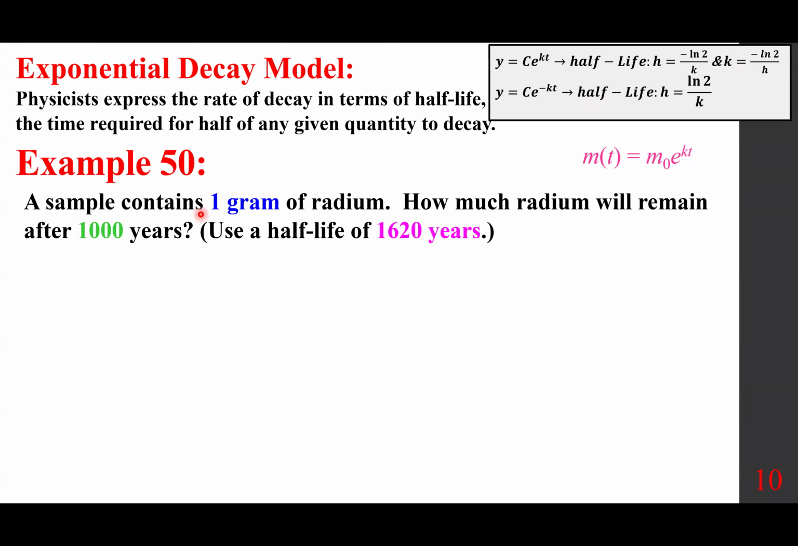A sample contains 1 gram of radium. How much radium will remain after 1,000 years? Use a half-life of 1,620 years. So we are using y equals c e to the power of kt. Initially, we have this much. That means c, or y of 0, is 1. And the half-life is 1620. And we want to know y after t equals 1000. So that is the explanation of the question symbolically.